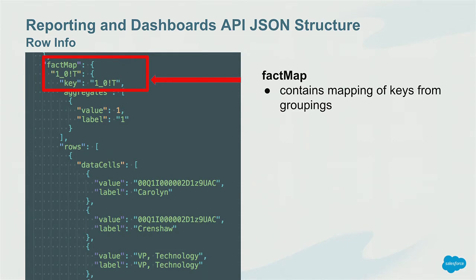So it's not going to map 1 to 1. You're going to have to account for the fact that that bang T is appended to the end of the key. And finally, we get to our actual row data. So with that key, now we can map these rows with the groupings that they're grouped with.